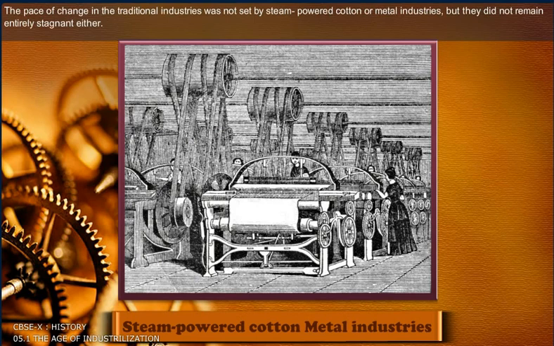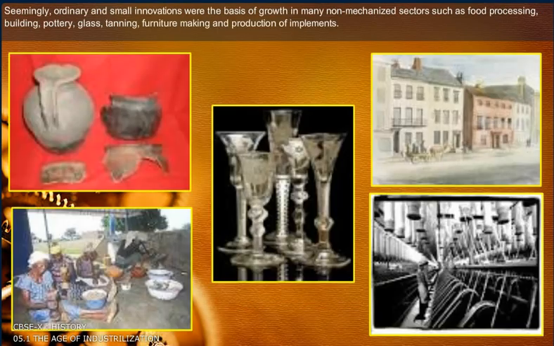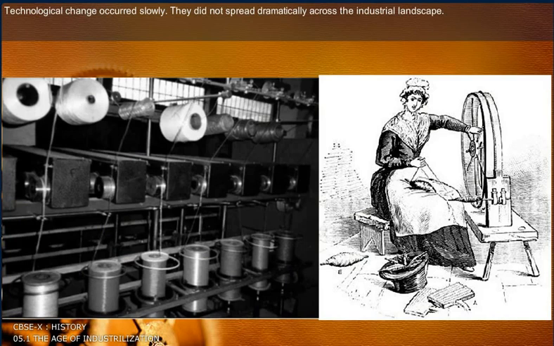The pace of change in traditional industries was not set by steam-powered cotton or metal industries, but they did not remain entirely stagnant either. Seemingly ordinary and small innovations were the basis of growth in many non-mechanized sectors such as food processing, building, pottery, glass, tanning, furniture making, and production of implements. Technological change occurred slowly. They did not spread dramatically across the industrial landscape.